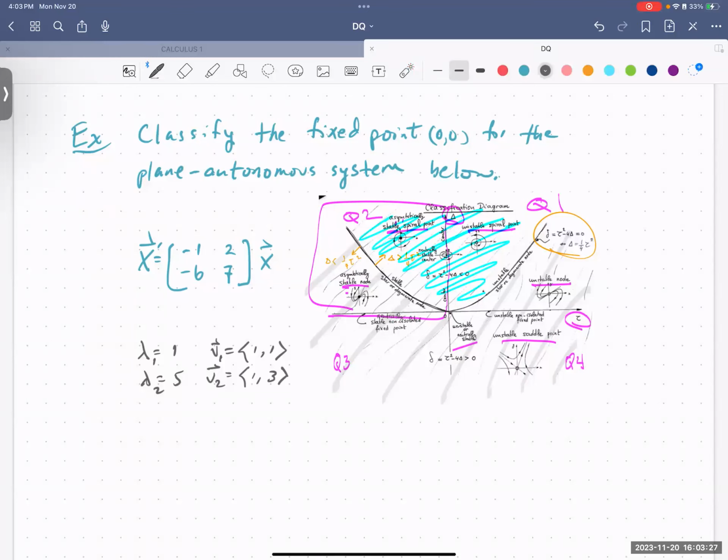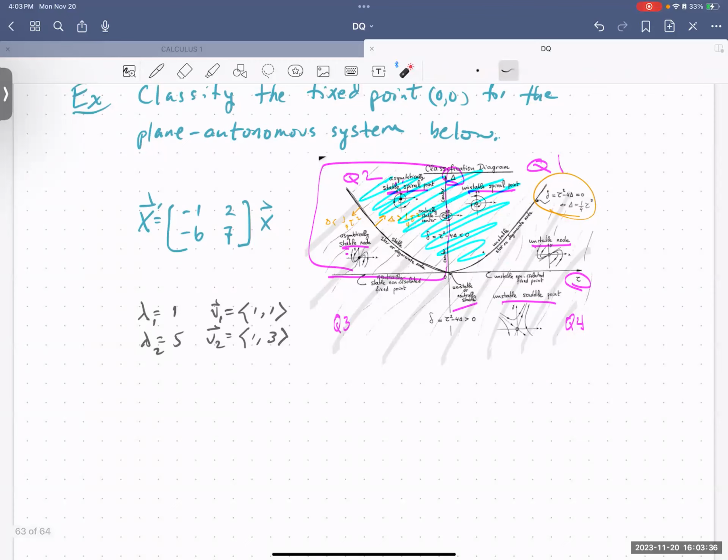Let's look here. Let's switch to, I don't know, gray. Okay, so let's say this is our plane autonomous system, and we either found or were given eigenvalues 1 and 5 and associated eigenvectors. Let's say 2 things. I guess one, the eigenvalues are distinct real of the same sign. They're both positive.